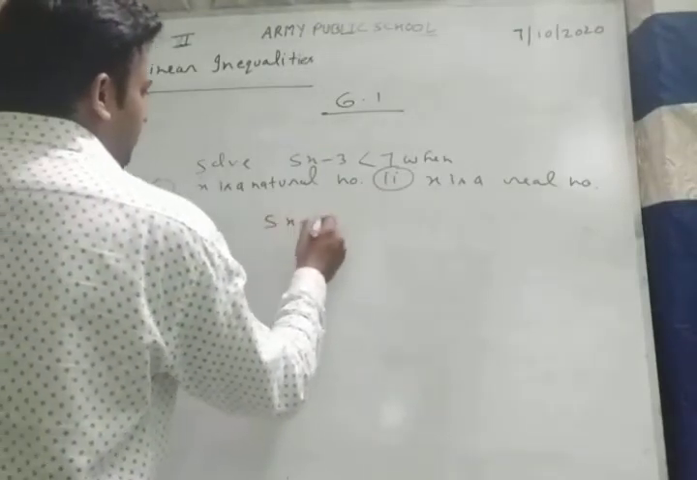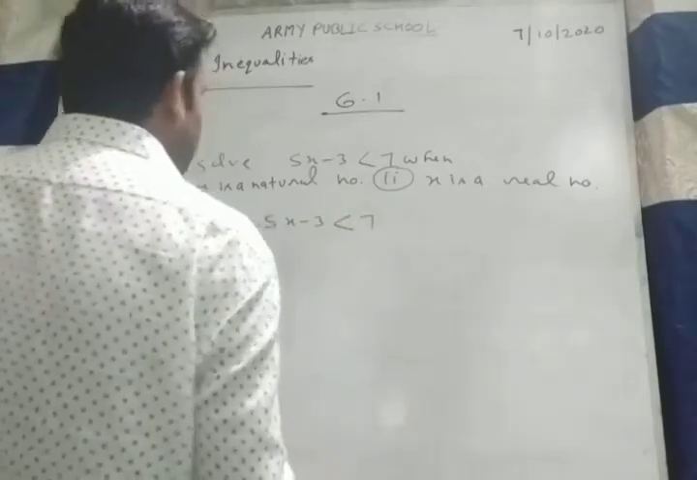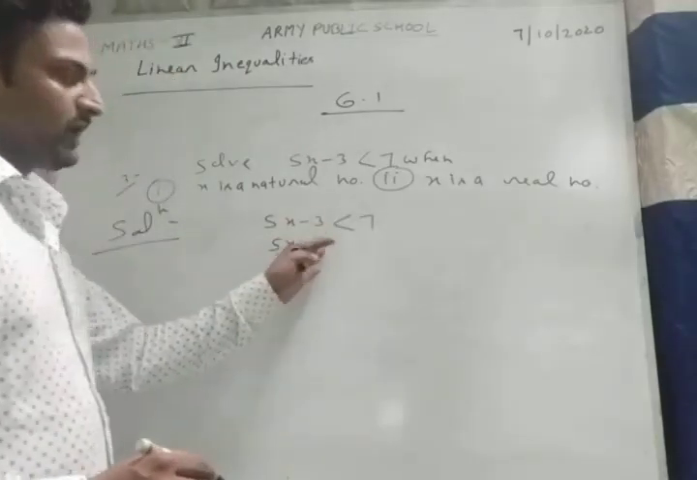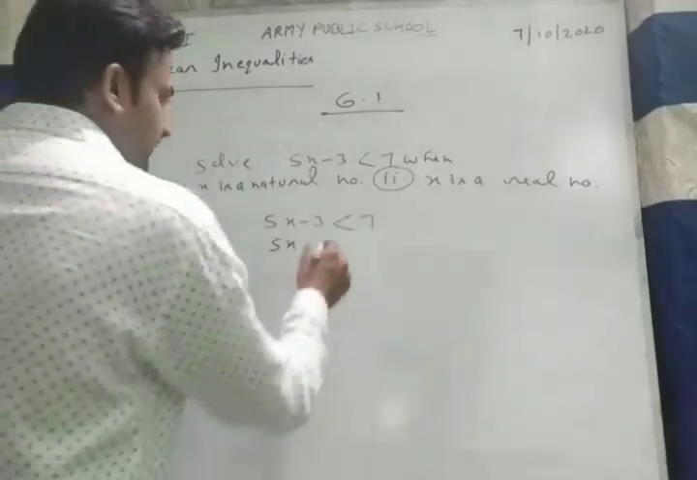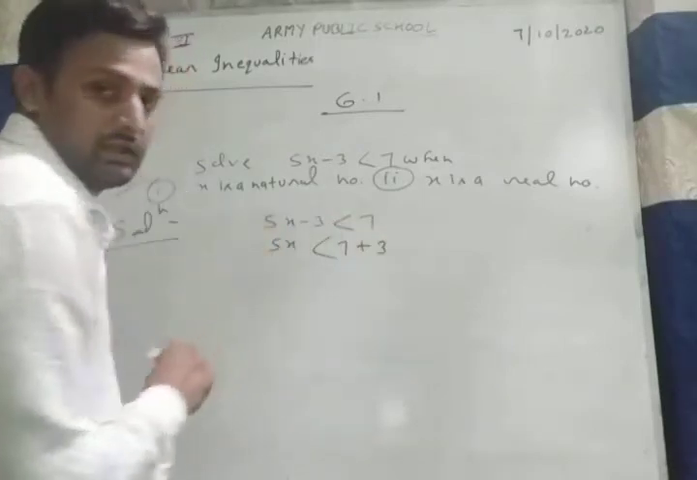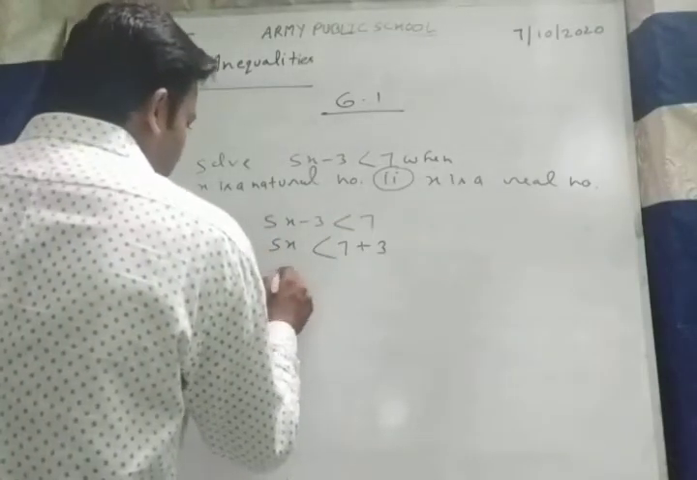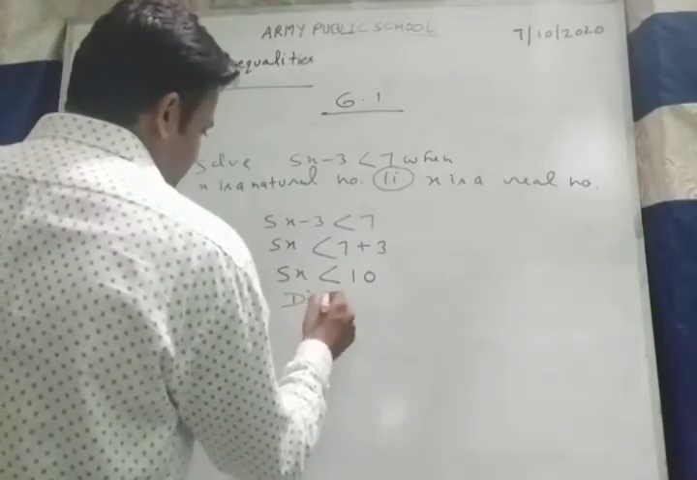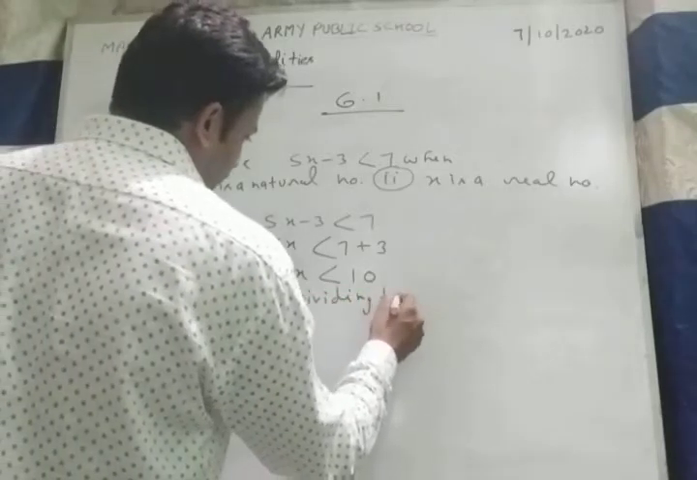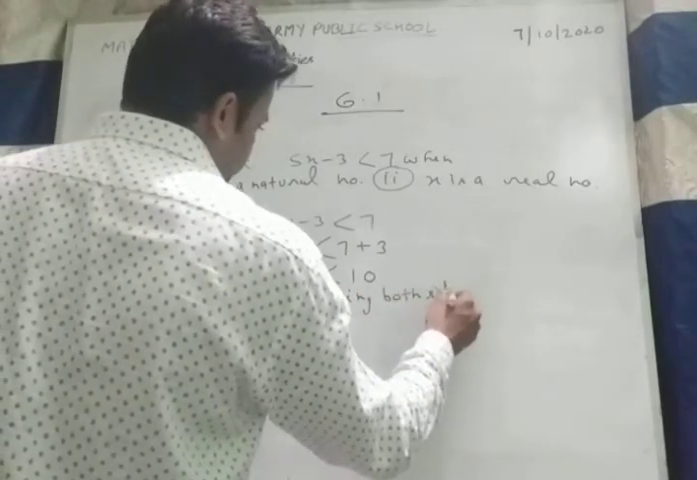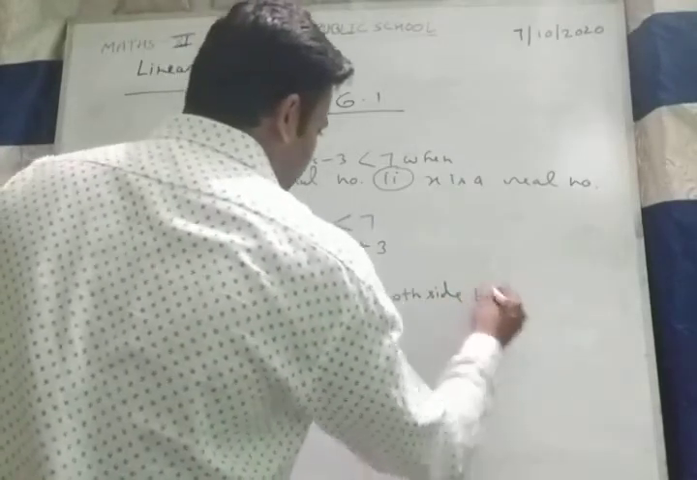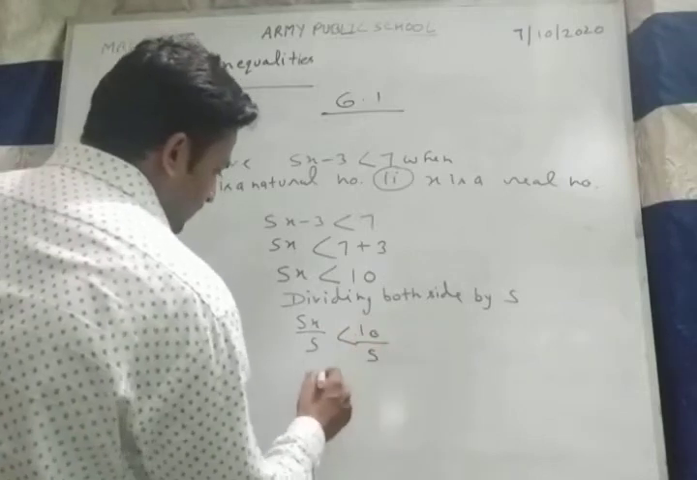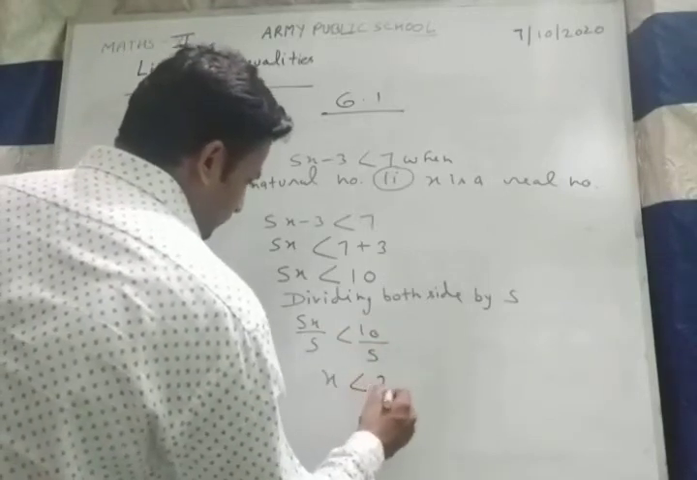What is given is 5x minus 3 is less than 7. So first, we will transpose this minus 3 to the right hand side. We get 7 plus 3. Now 5x is less than 10. Now dividing both sides by 5, we get 5x by 5 less than 10 by 5. So x is less than 2.